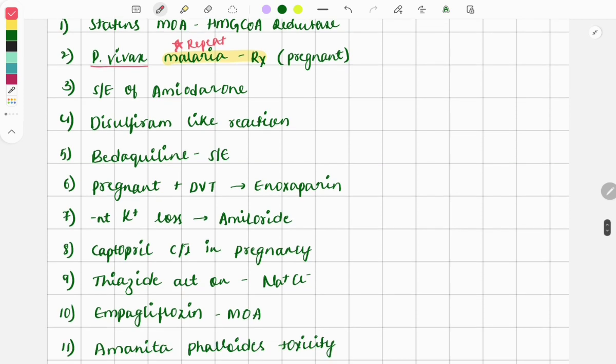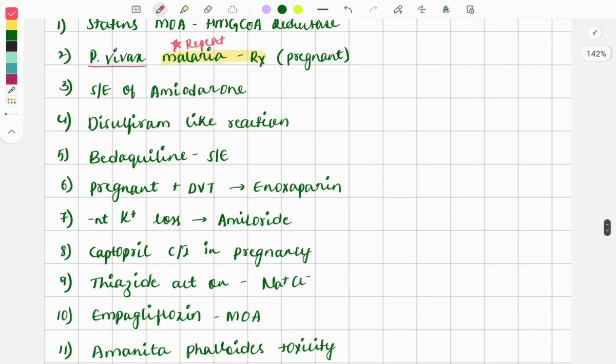Then side effect of the amiodarone. There were various things described in the options, like hypothyroidism and so on. And the question asked which is the least likely, or which is the least common. So the answer was the gynecomastia.